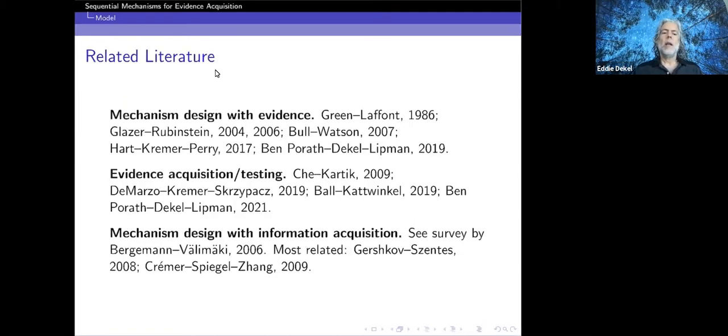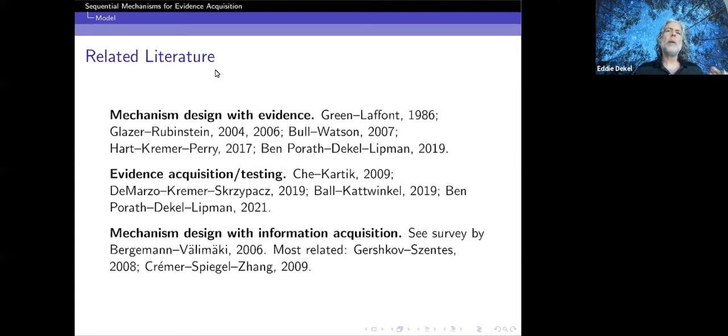Okay. Related literature, there's a bunch of papers that are peripherally or in some way related. First of all, there's a lot of literature on just the principles or properties of mechanism design with evidence. Starting from Green-Laffont in 1986, there's a whole bunch of papers. This isn't all of them.